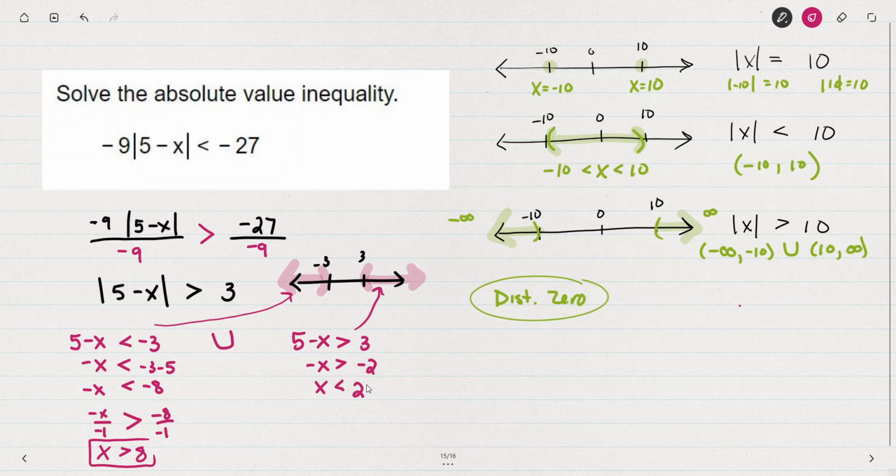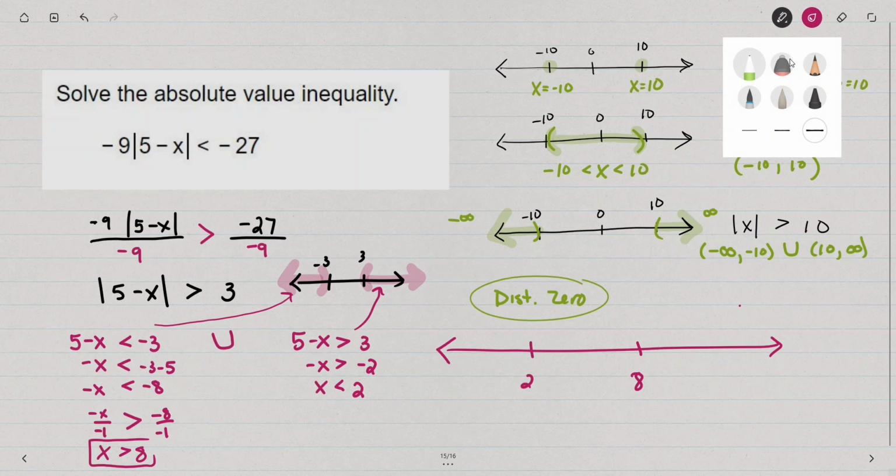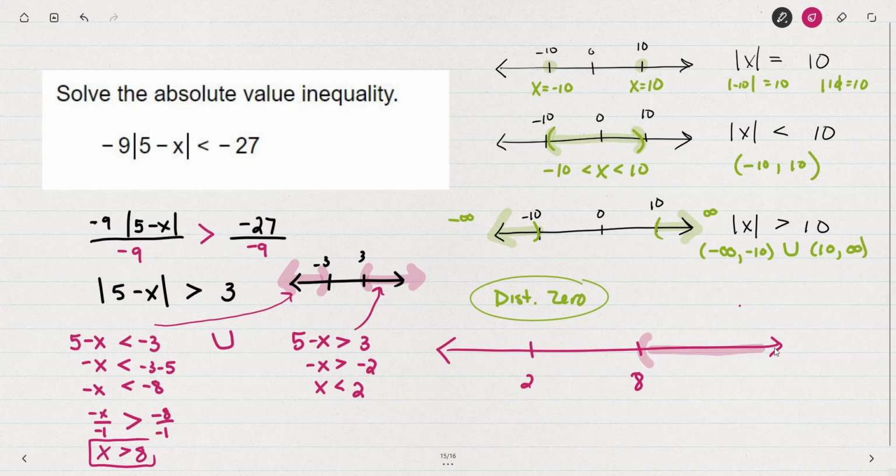So we get x less than 2. If I were to put this final answer on a number line, looks like we're less than 2 and we're greater than 8. Do you see how you could shade that? We're going to start at 8 and go to the right, or start at 2 and go to the left.